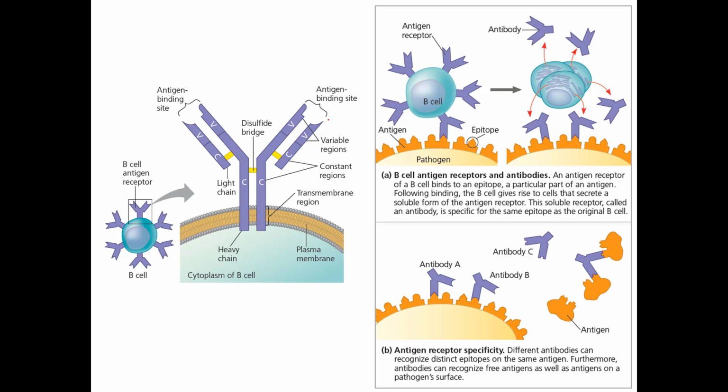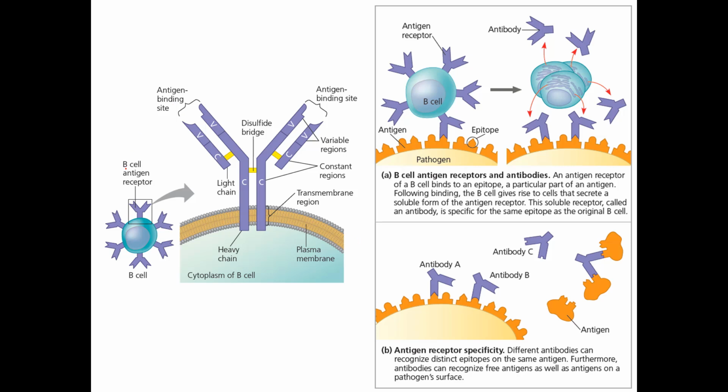So immunoglobulins are basically B cell antigen receptors which are produced by the B cell or the B lymphocytes, which are a class of the white blood cells. B cell antigen receptors are present on the membrane of the B cell. They are attached on the membrane. They have a transmembrane region which helps them to remain attached onto the B cell membrane.